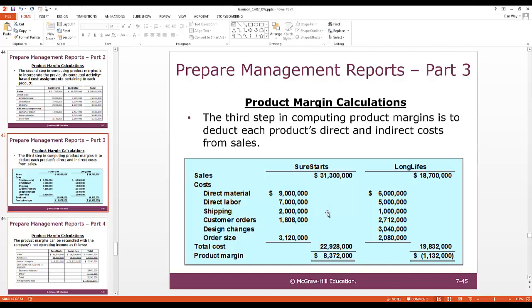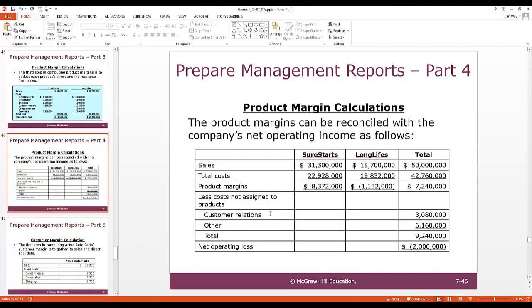So in this particular example, the Sure Start generates a product margin of more than $8 million, while the Long Life generates a product margin that's actually in the negative. Right, so the cost that we can trace to the Long Life and assign to the Long Life actually exceed its sales revenue here.